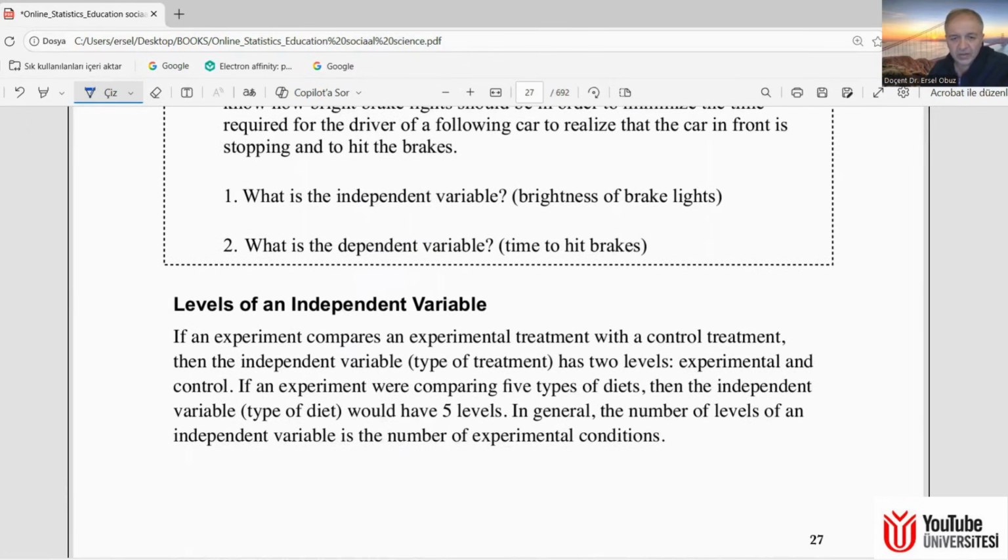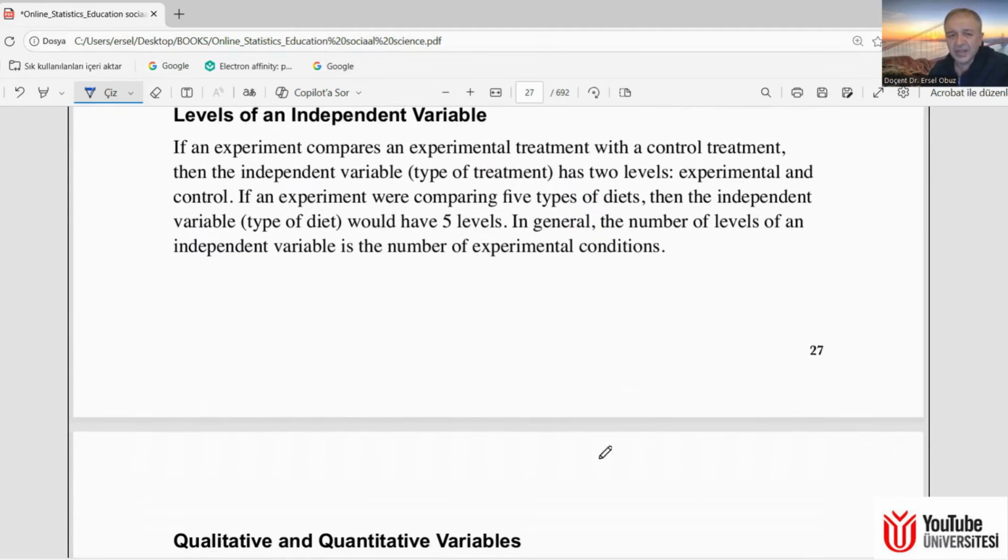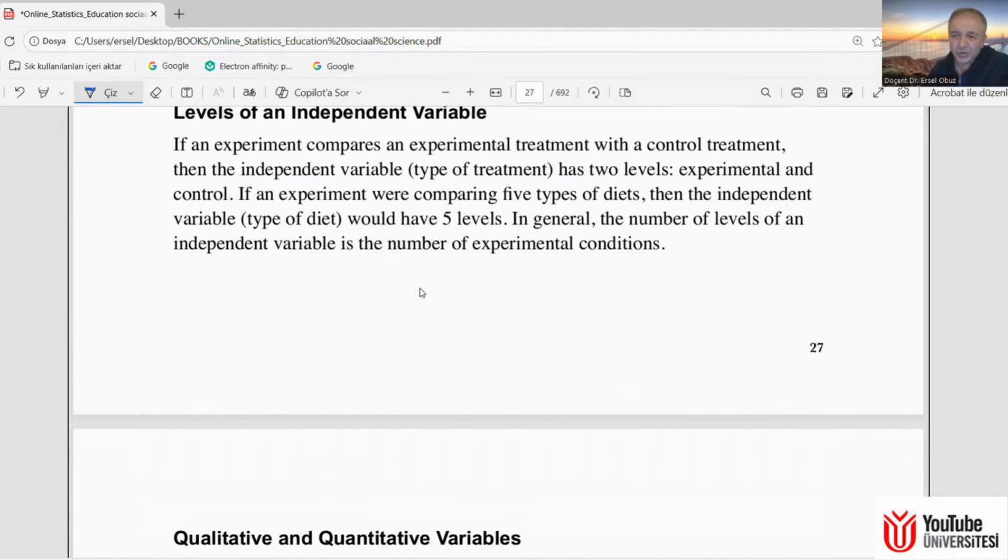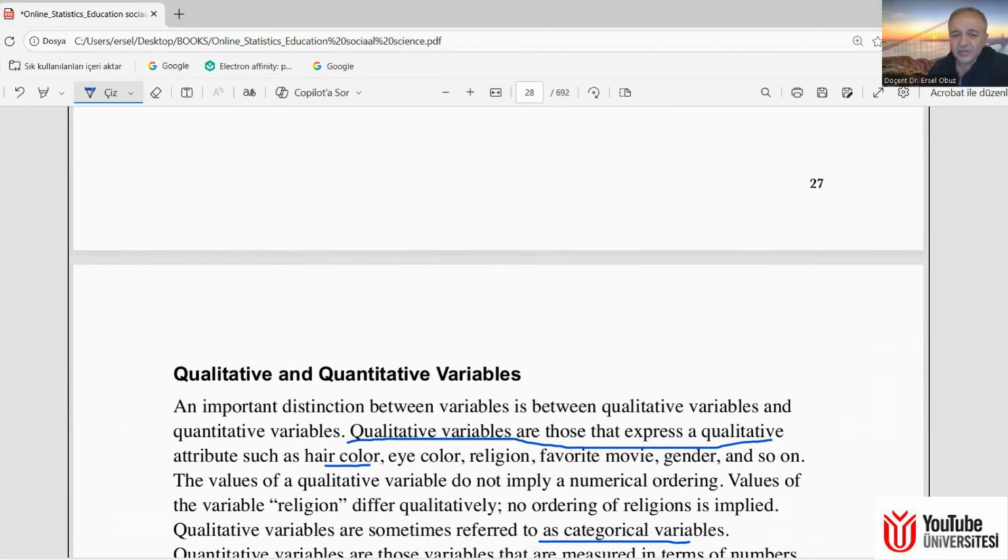The levels, I have already talked about it. So when you manipulate the X variable, the number of X's, X1, X2, X3, X4. If it has 5 levels, it means you have 5 different treatments.